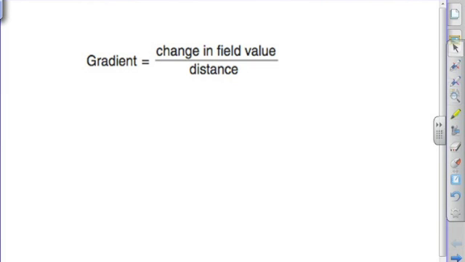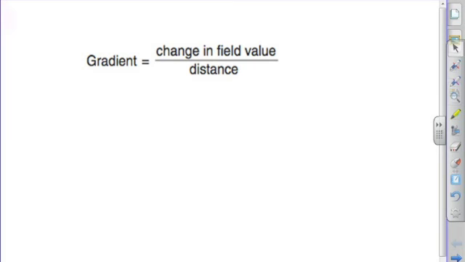Welcome. We're now going to look at the gradient calculation formula found on the front cover of the reference table. Gradient can be used to find the change in field value, and you'll divide that by distance. The types of questions you might be asked could vary, where the application of these two pieces of information would change. And we'll look at an example in a moment.